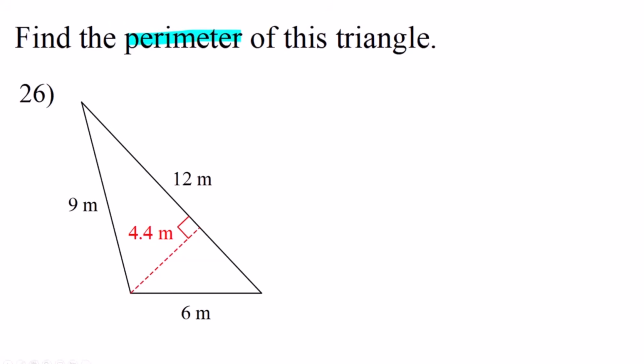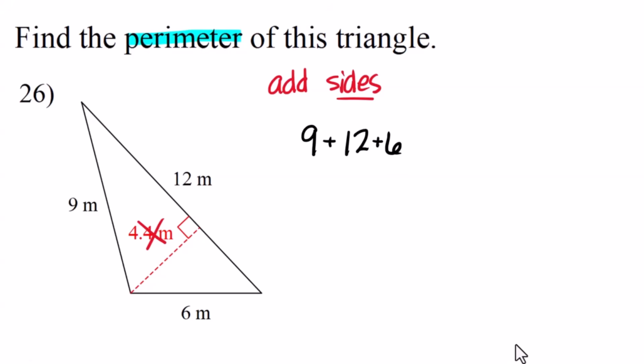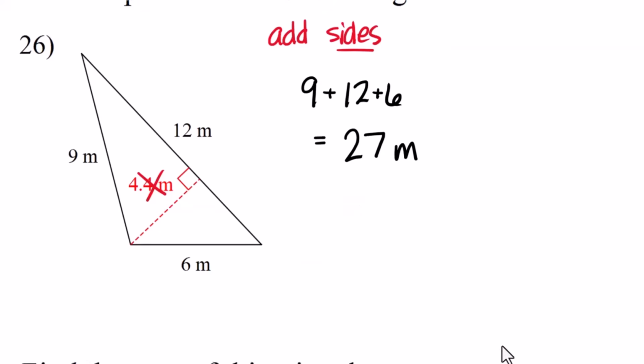So here's perimeter. You're going to add up all the sides. This is not a side. This is a height. We'll deal with that when we do area. So for right now, we're just going to add the 9, the 12, and the 6. And that is 27 meters. It's just a distance around like a fence.